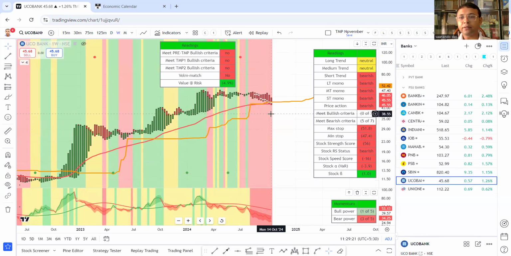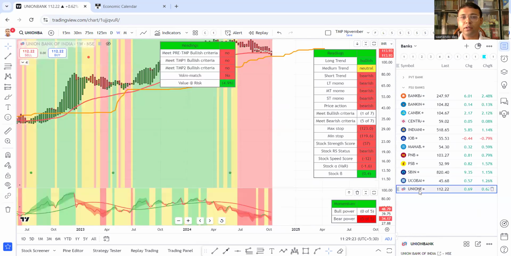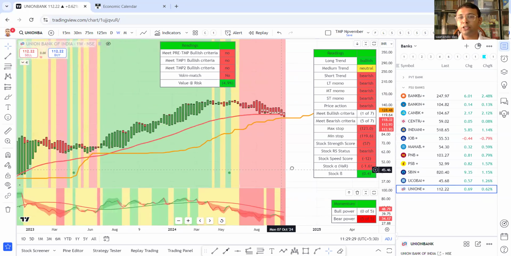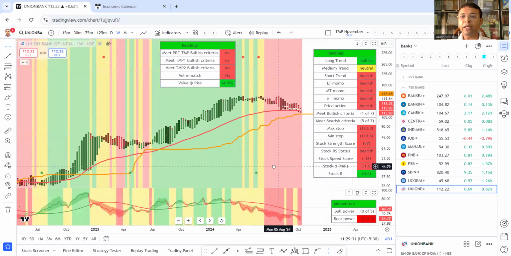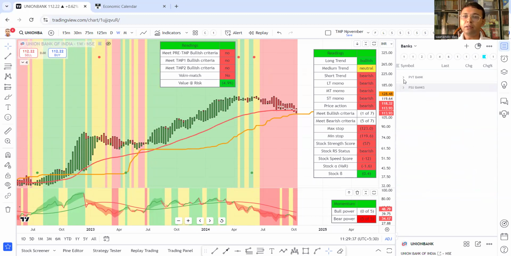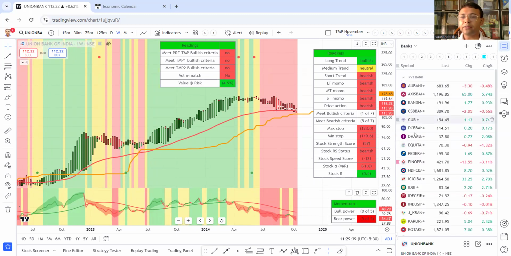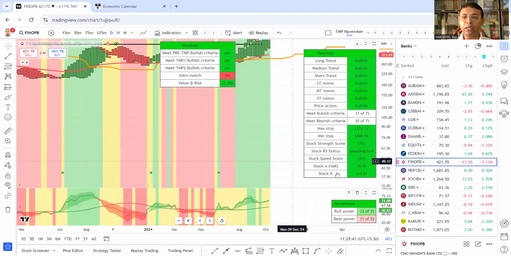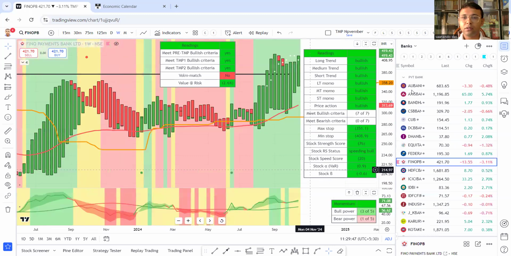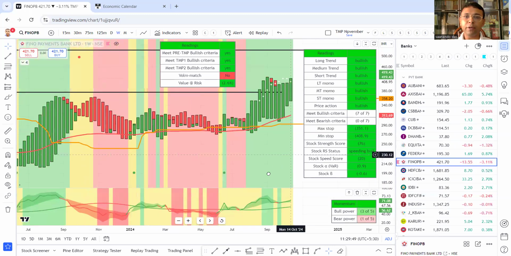So UCO Bank is not ready. Union Bank, similar story. So in the banking sector, all I'm seeing is ravages. SBI, maybe in future it will be ready for something. Bottom hunting is not important for making money. Buying at the right phase is important. So now let's come down to the only bank that is satisfying the criteria. That is Fino Payments Bank.